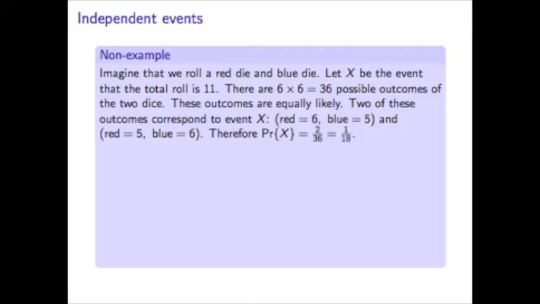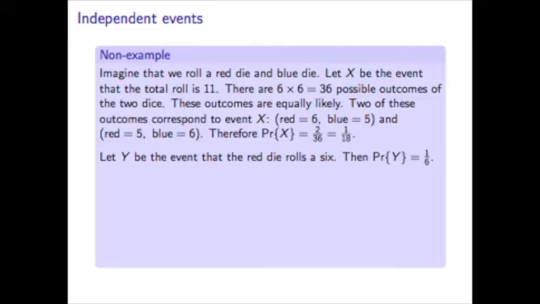All 36 outcomes are equally likely, and exactly 2 of the outcomes correspond to the event x. The red die could roll 6 and the blue die could roll 5, or the other way around. So the probability of x occurring is 2 out of 36, or 1 divided by 18.